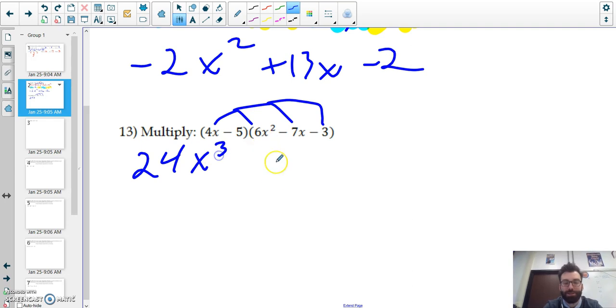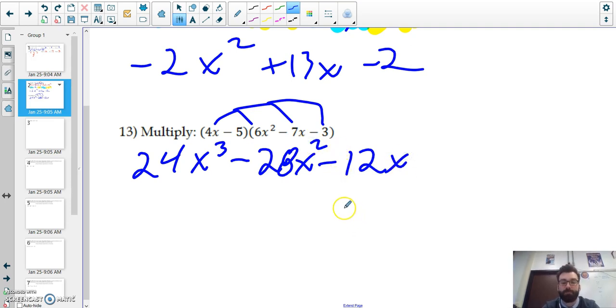24x cubed. It's okay to make fun of yourself, right? I mean, 4x times -7. Wow. -28x. If you can't, then no one will, right? -3 times 4x gives me -12x. So that should be a squared.